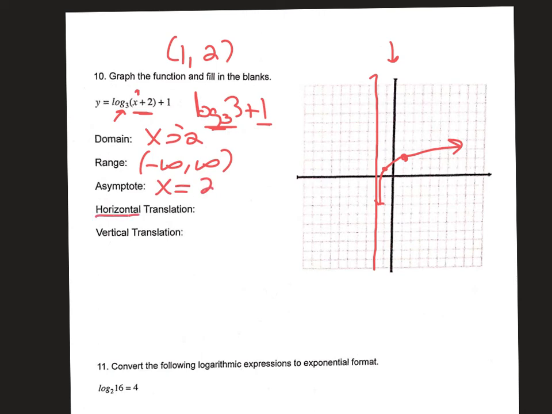Horizontal translation means how do we shift it left or right? We went left 2. Vertical translation means how far do we shift it up or down? We went up 1 because of the 1 at the end of the problem. And that's it. That's all you got to do on that one. Looks worse than it is. Hope you go ahead and do that one.